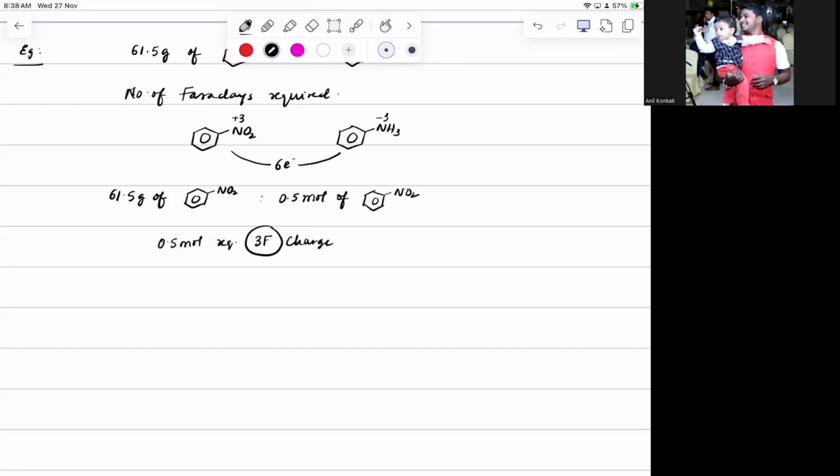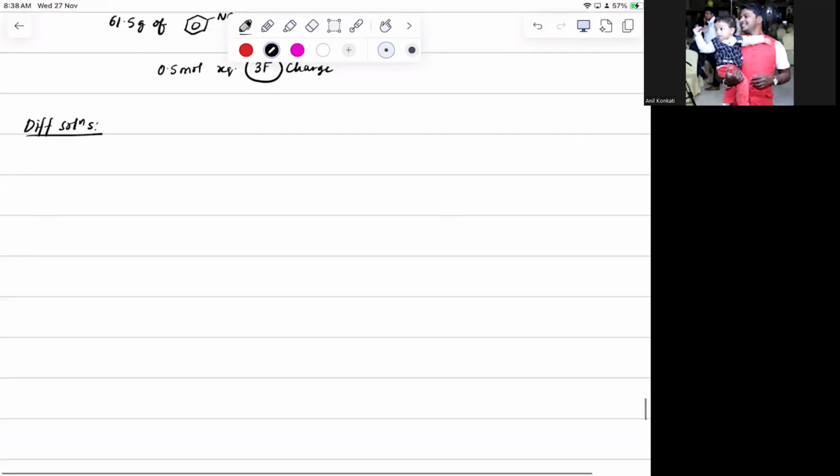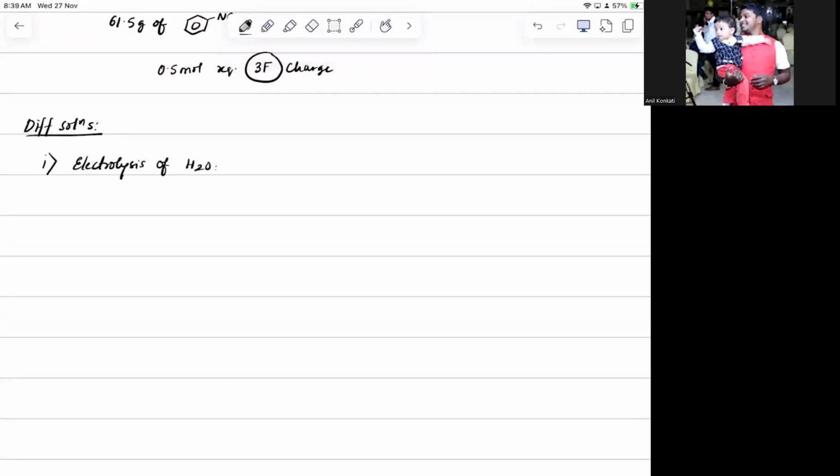Next, if you have different solutions, we need to find out which one will be the anode, what will happen at the cathode, and what will happen at the anode. We'll start with the first one: electrolysis of water, H2O. In electrolysis of water, there are two things we need to understand: what is the anode and what is the cathode, the E naught value.